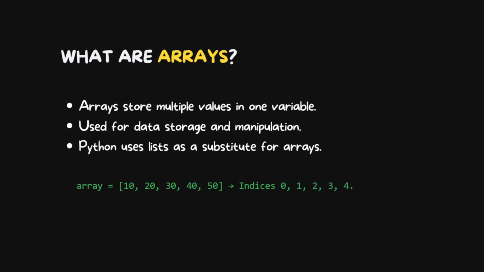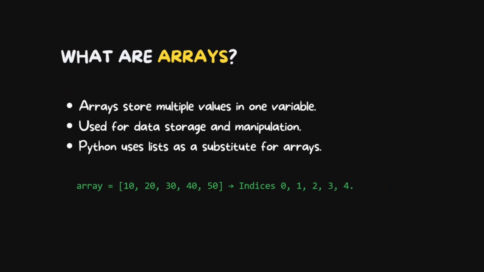Before we dive into the problems, let's quickly define what arrays are. Arrays are used to store multiple values in a single variable, which makes them ideal for handling datasets or collections of numbers, strings, or objects. In Python, we use list to represent arrays. So here's an example array which contains the elements 10, 20, 30, 40, and 50, which have the indices of 0, 1, 2, 3, 4 respectively. Each value in the array is assigned an index starting from 0. This index helps us access or manipulate specific elements in the array.